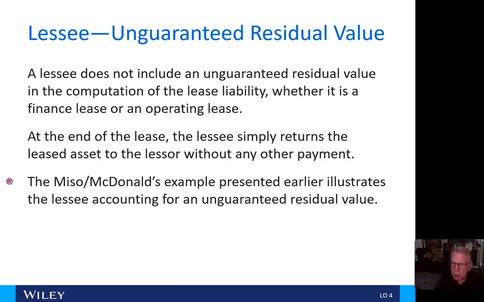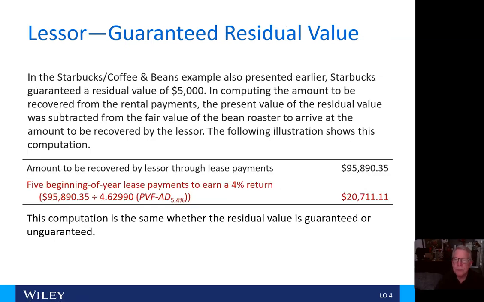In the Miso McDonald's example presented earlier, that illustrates the lessee accounting for an unguaranteed residual value. Okay, so back to the lessor now in a guaranteed residual value scenario. In the Starbucks / Coffee and Beans example, also presented earlier, Starbucks guaranteed a residual value of $5,000.